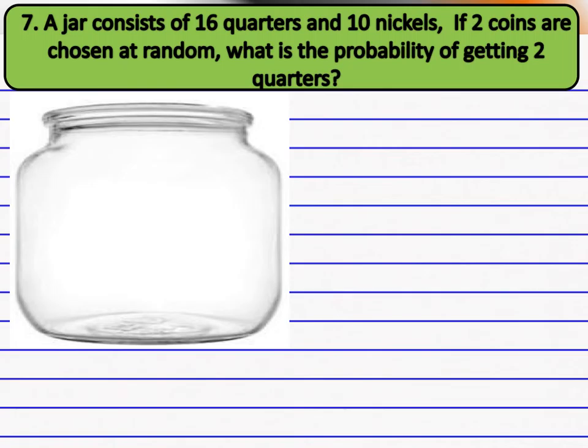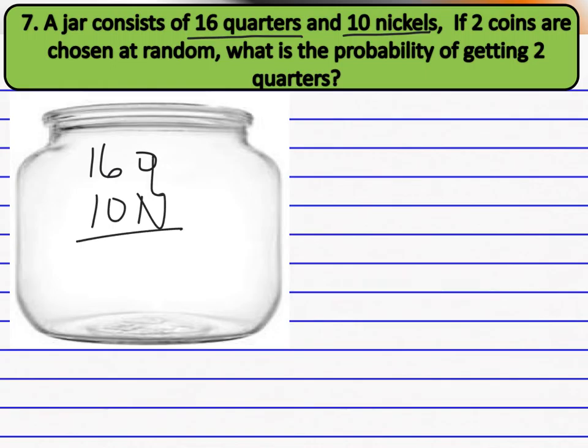Okay, so think about it, independent or dependent event. We're talking about a jar, so it could be both because I can pull stuff out. A jar consists of 16 quarters and 10 nickels. If 2 coins are randomly chosen, what is the probability of getting 2 quarters? Well, in here I have 16 quarters and I have 10 nickels, and that's a total of 26.